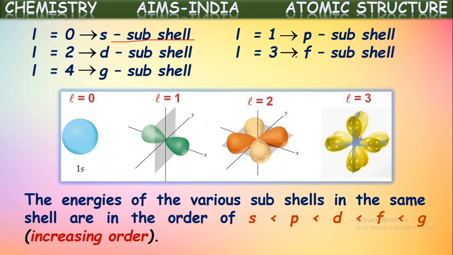The energies of the various subshells in the same shell are in the order s is less than p is less than d, f, g and so on, in increasing order. The electrons in the s subshell have lower energy, the electrons in the p subshell have greater energy, and the d electrons have much more energy. In this way, the energy increases in this order, s, p, d, f, g and so on, for the different subshells in the same orbit.